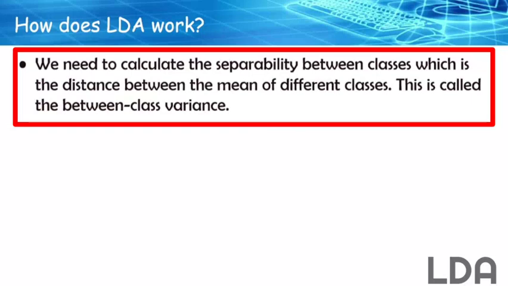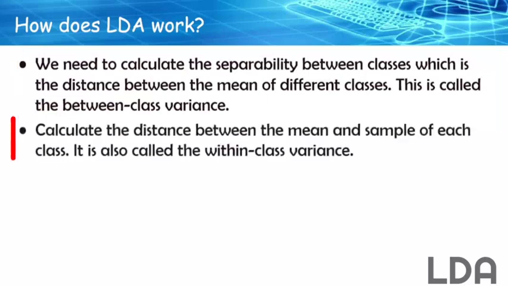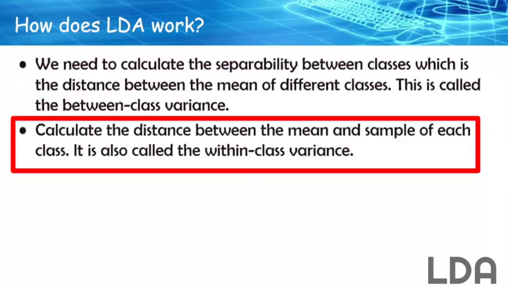Okay, so this is also called between class variance. What are the means between different classes? And secondly, we have to calculate the distance between the mean and the sample of each class, which is called within class variance.